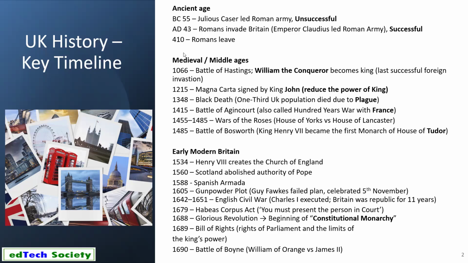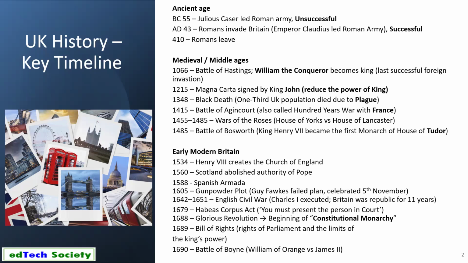Then starts the medieval period, and this is one of the most important sections for the exam. It started in 1066 with the Battle of Hastings. It ends with the 1485 Battle of Bosworth, which gives us Henry VII, who became the first monarch of the House of Tudor. So in 1066, the Battle of Hastings happened. William the Conqueror became the King of England, and that is the last successful foreign invasion. It can come in the exam.